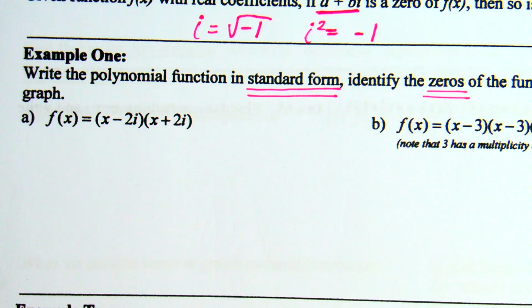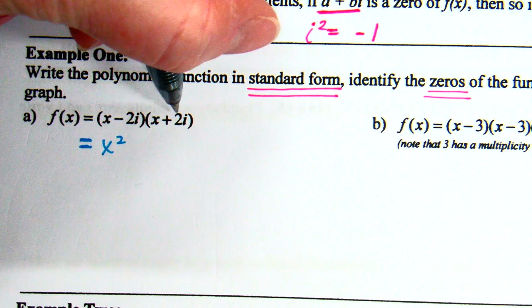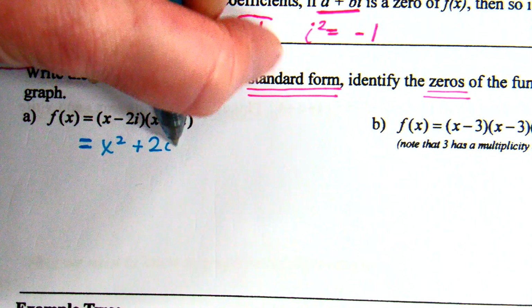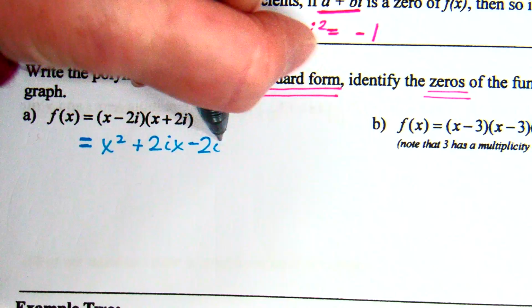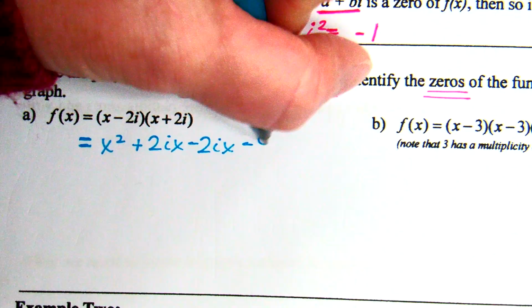first, and I'm going to foil this one the long way for a moment, x times x is x squared. What's my outsides? My outsides are x times 2i, so I'm going to say plus 2ix. Insides, minus 2ix. And last, negative 2i times positive 2i, minus 4i squared.